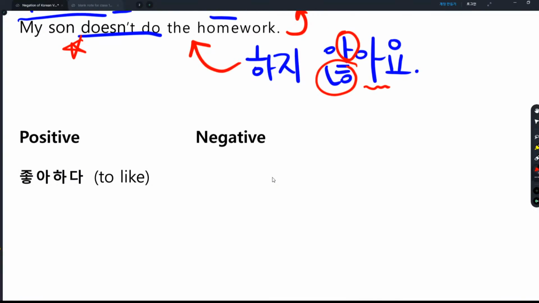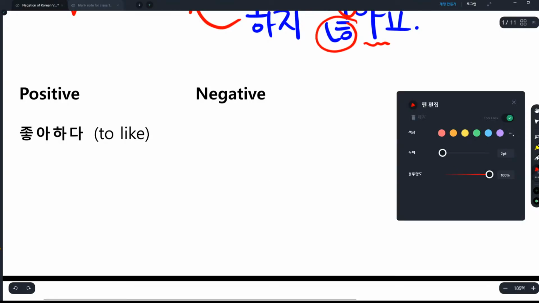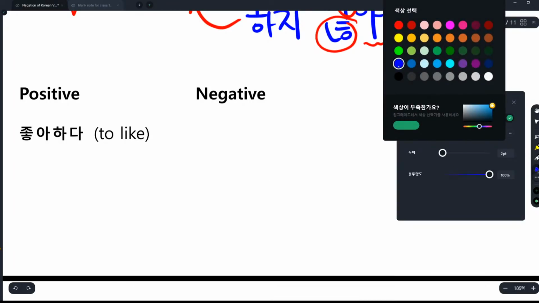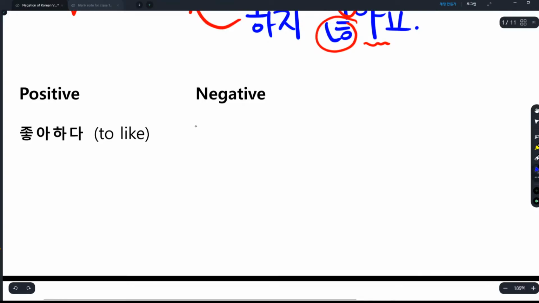I can see from the comments that some of you guys are following quite well. 숙제를 하지 않아요. Okay, and let's move on to practice with more verbs. 좋아하다. It's also one of the most commonly used verbs in Korean, right? 좋아하다, to like. And it works the same.